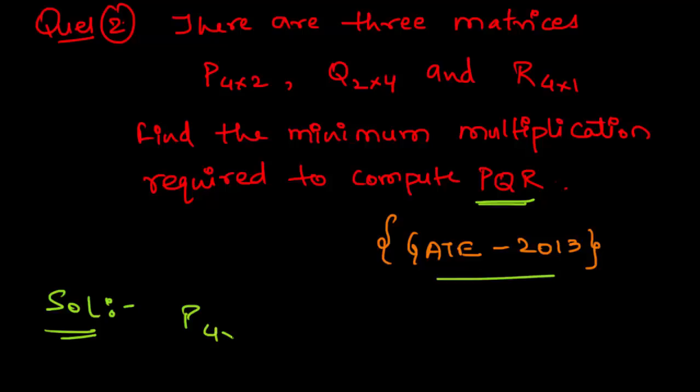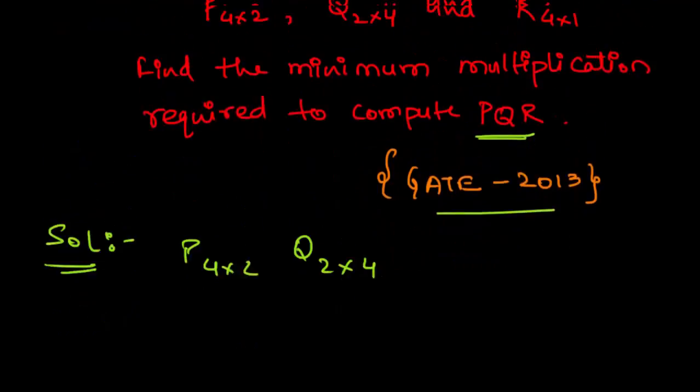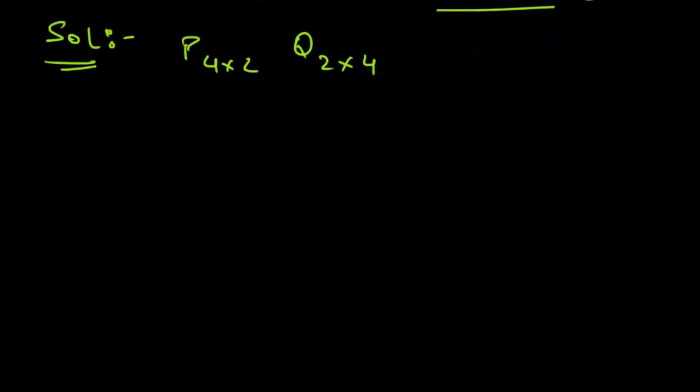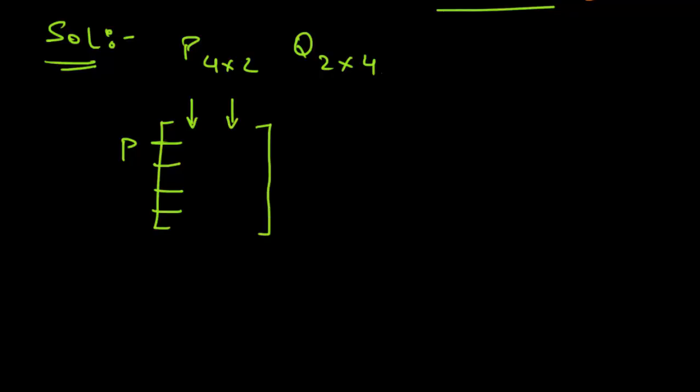So P is 4 cross 2 and Q is 2 cross 4. So let me try to give you a visual explanation. So P is having 4 rows and 2 columns. So 1, 2, 3 and 4. So we have 1 column and 2 column. It can be any matrix, so I am writing it like this. Q is having 2 rows and 4 columns.